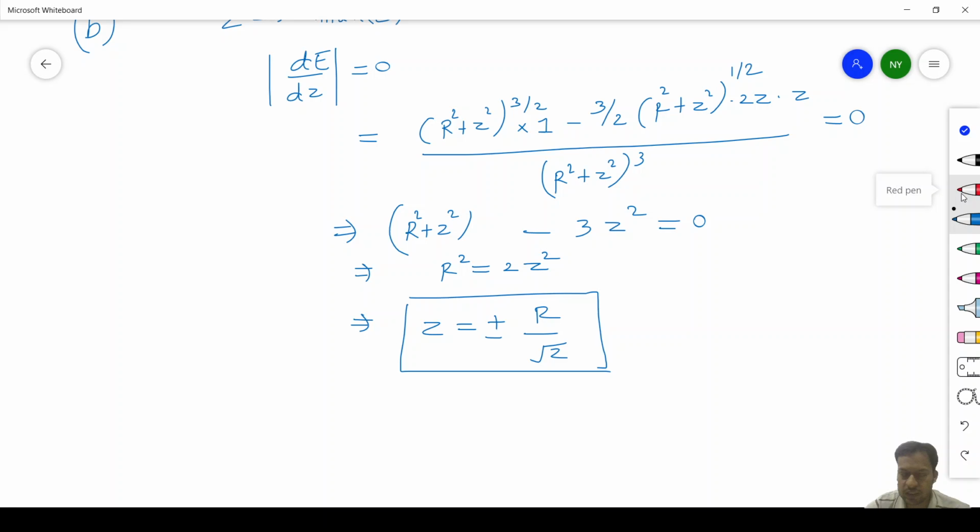We have evaluated the generalized value of E, that is part 1 of the question. We have evaluated the value of z which results in maximum electric field. Now we have to evaluate the total charge on the ring Q, then find E for radius tends to 0, that is, it becomes a point charge. So let us see the C part of the question.